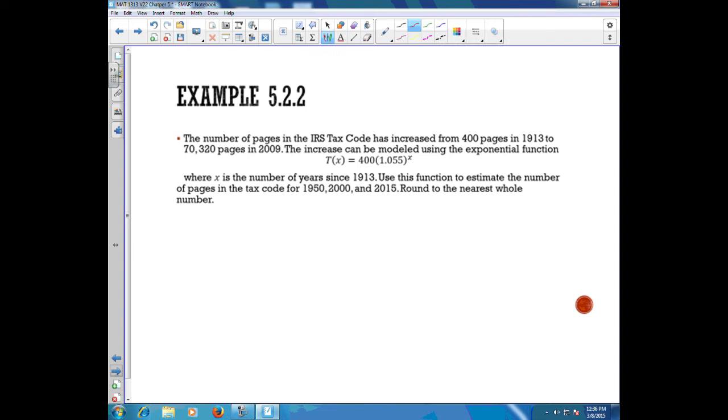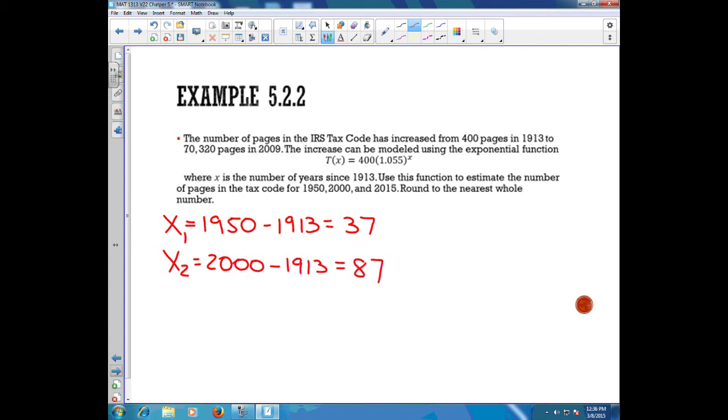So what this means is we have to figure out what our x values are. Well, x is the number of years since 1913. So our first x value is 1950 minus 1913, which gives us 37. Our second x value is 2000 minus 1913, which gives us 87. And then the third is 2015, which gives us 102. And so those are our x values. We just want to plug them into the function, and we're going to have to use the calculator to find these answers.